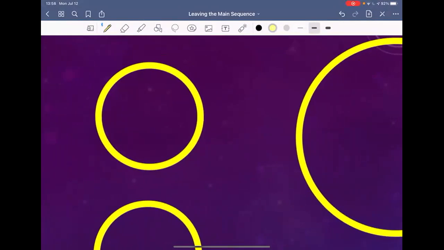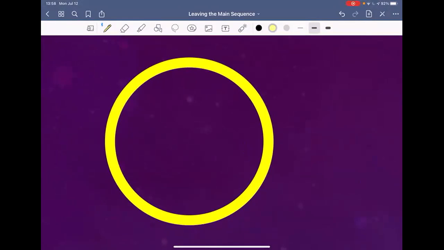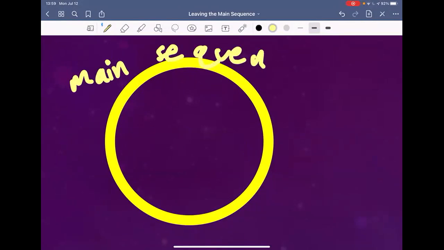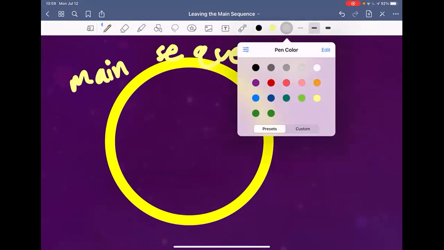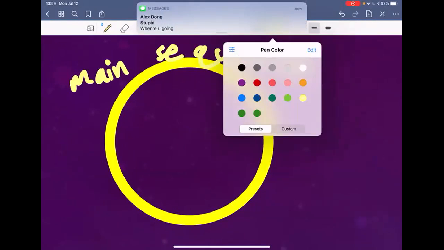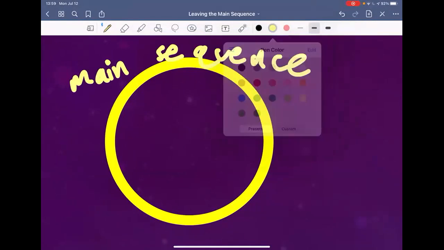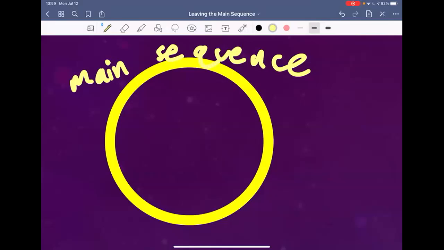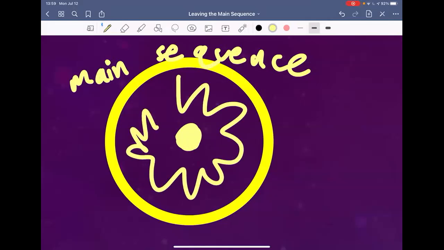So right here is my depiction of a normal main sequence star. Let's give me a few colors here. Let's say pink is going to be helium, and yellow is going to be hydrogen. So inside our main sequence star, we have all this hydrogen in the center that's burning, and this is the rest of the core around it.